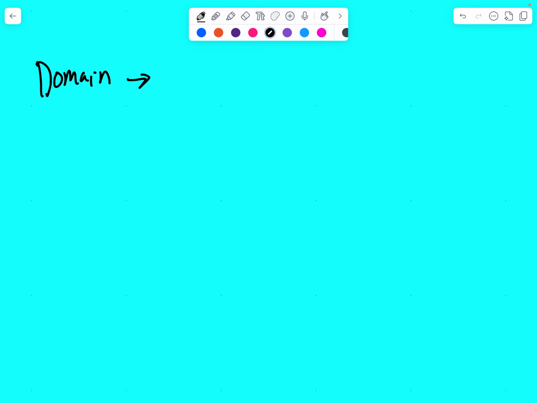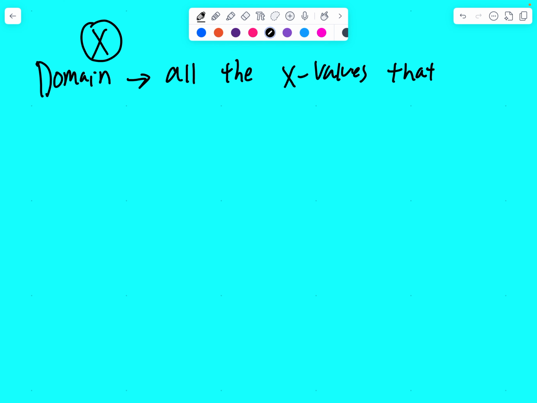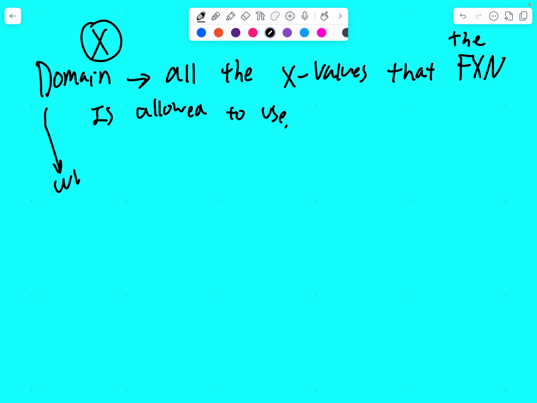Domain is a fancy way of just saying X. Basically, it's all the X values that the function, I'm just going to write this as function because it's simpler, f(x), all the X values that the function is allowed to use, right? So domain is what X can be. So yeah, what X can be.